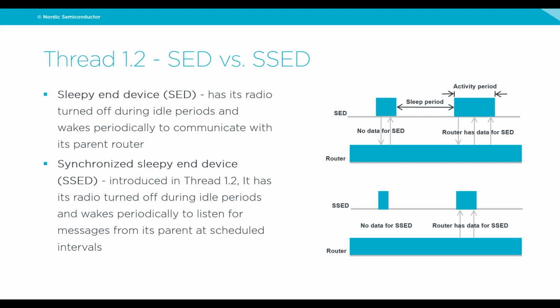It has its radio turned off during idle periods and wakes periodically to listen for messages from its parent at scheduled intervals. Because the synchronized sleepy end device and its parent router are synchronized, it does not have to communicate with its parent to find out if the router has any data for it. As a result, synchronized sleepy end device activity periods are shorter than sleepy end device activity periods, and if there is no data coming from the router to the synchronized sleepy end device, there is no radio activity at all.